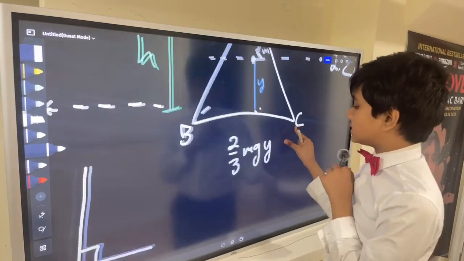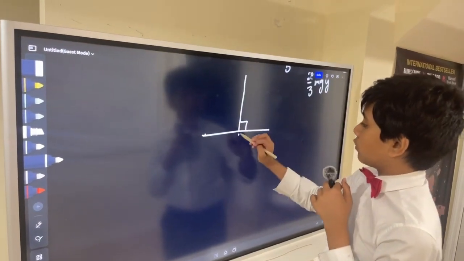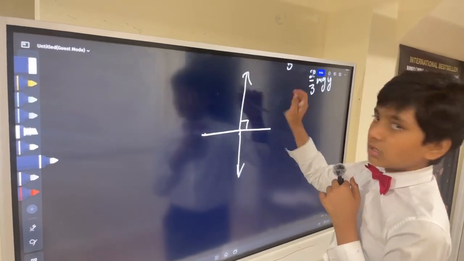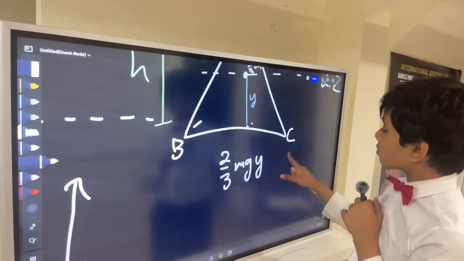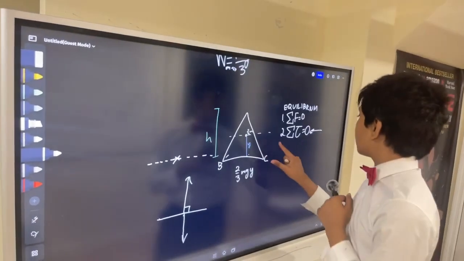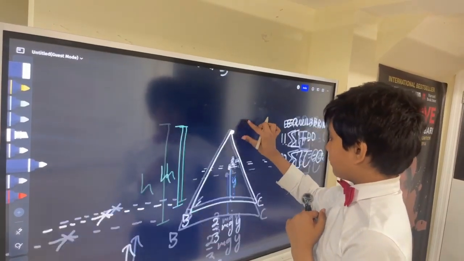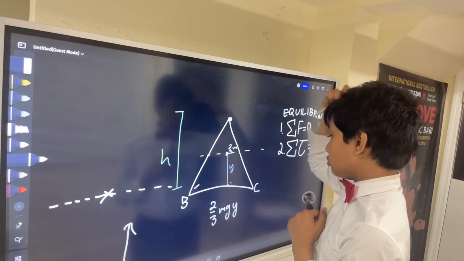So, that's that. And the same can be said about the normal force, except that the normal force is going to point this way instead. Alright, so, 2/3 mgy, right? And now, what about the torque here? Well, it would be 2/3, well, no.